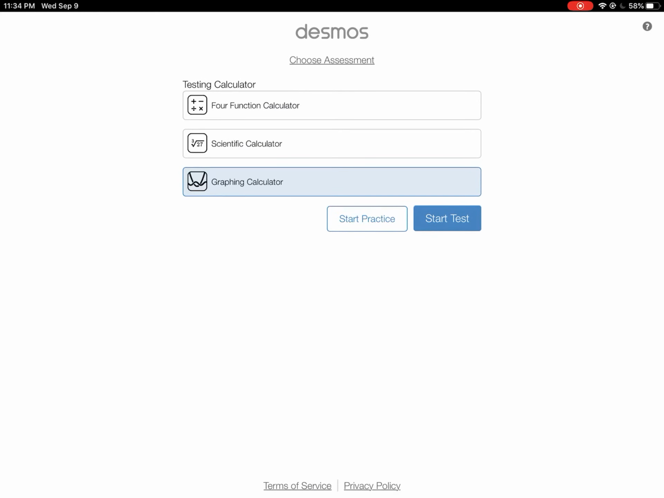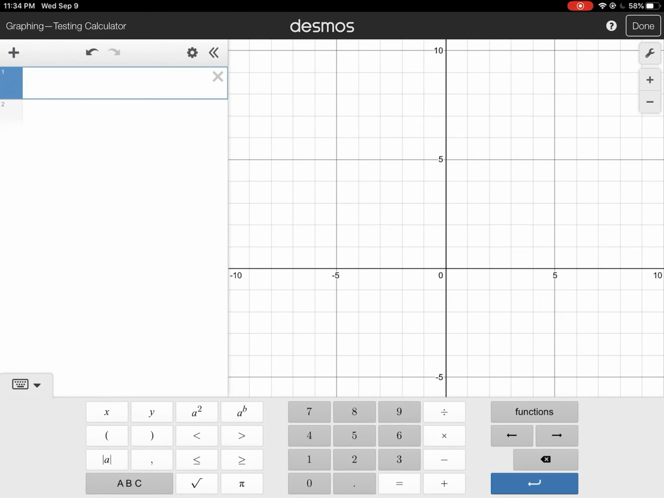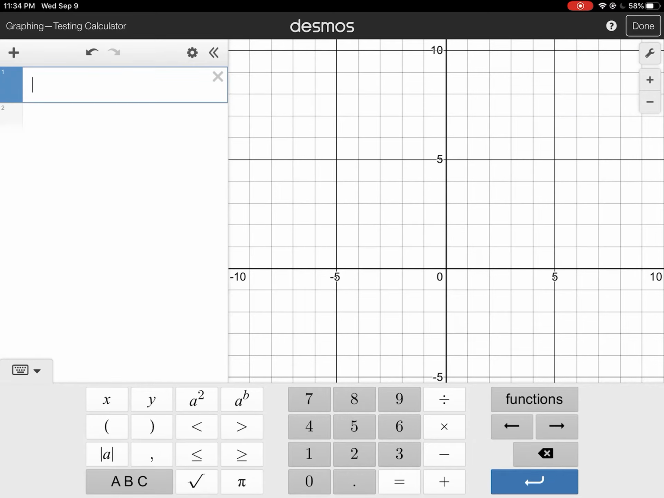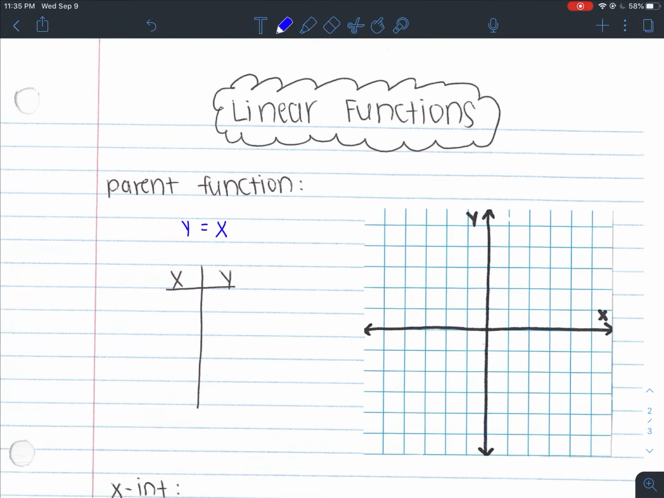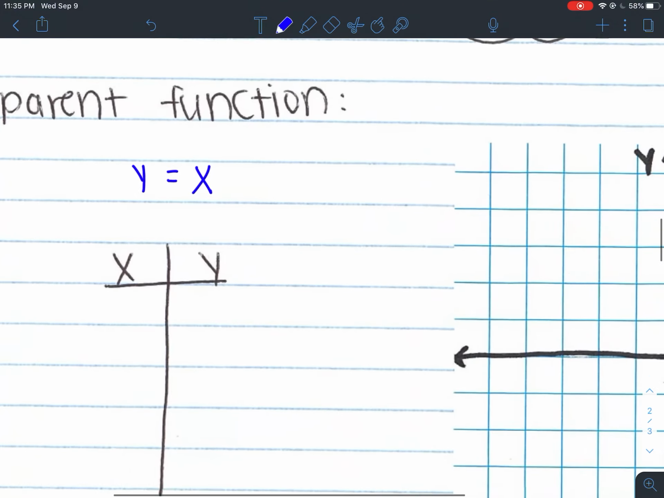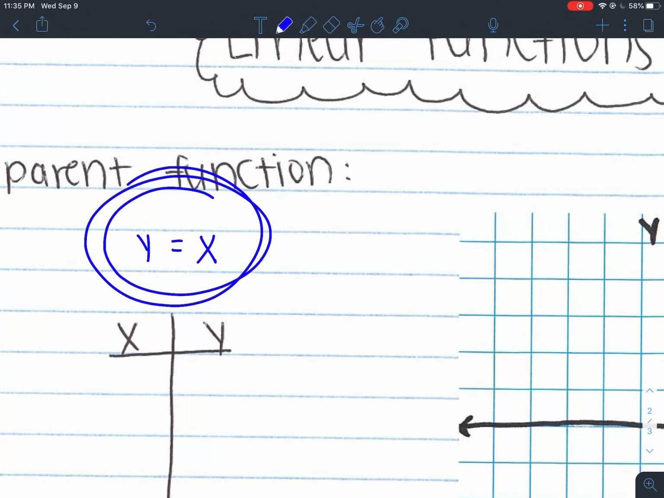So when I open up Desmos test mode, I'm going to click the option of start practice test. So I'm going to hit start practice, turn on projector mode so that it's a little bit easier. So this is Desmos here. Now, I want to be able to graph this function. So I'm going to go ahead and type in y equals x.